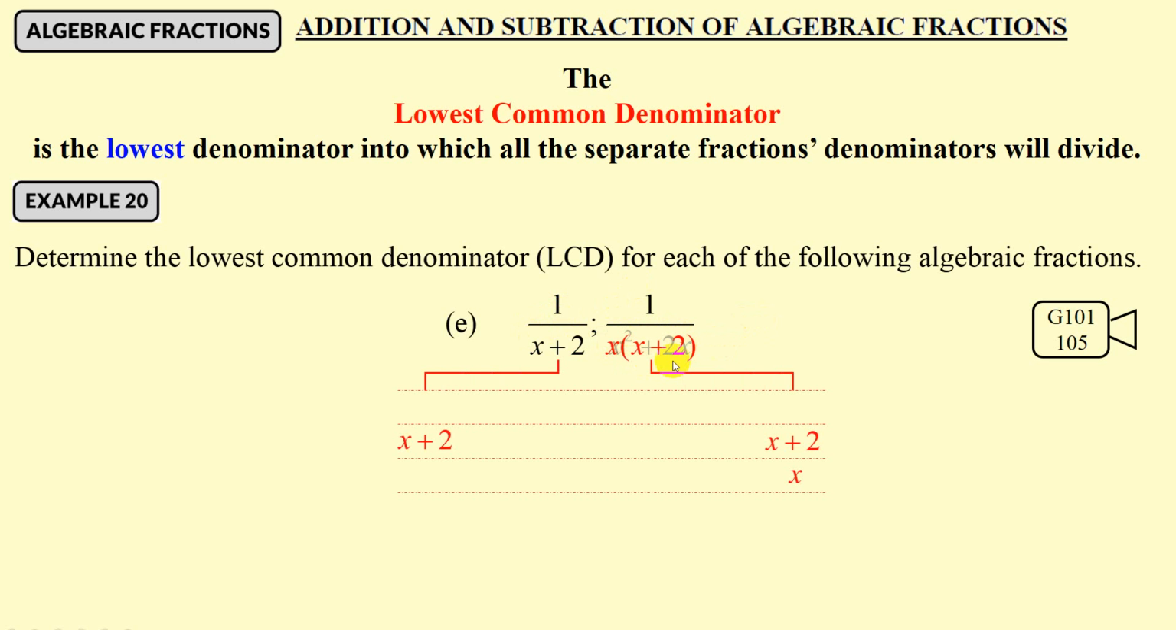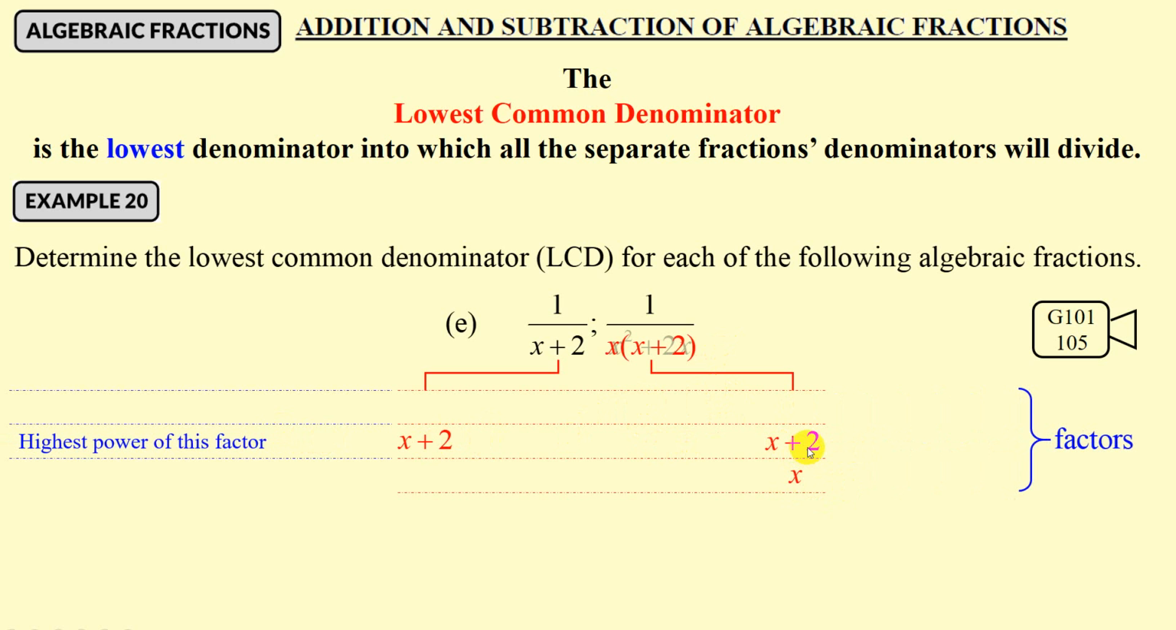x plus 2 is a factor, and that's all. This one has x and x plus 2. So we put x plus 2 in the same line as x plus 2, and x in another line. We leave this one for numbers. So they're your factors. No numbers.